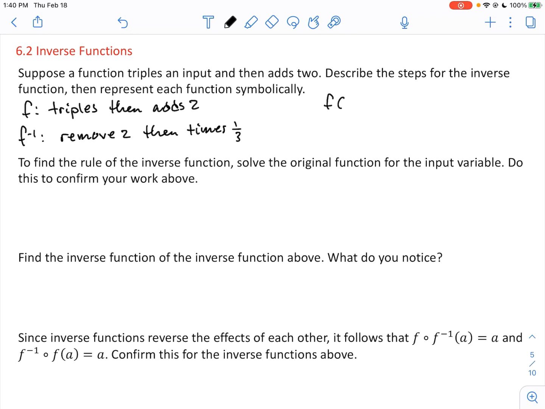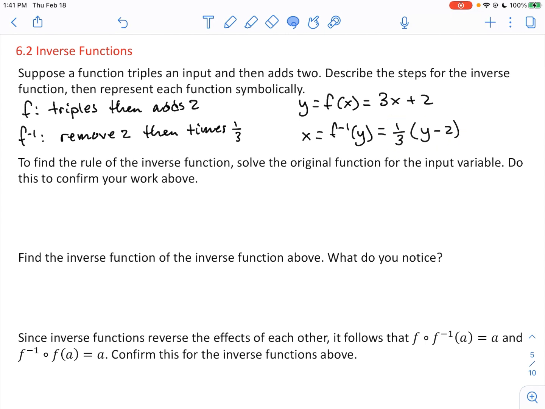So symbolically, f of x. F takes an input, and let's say it gives us a y coordinate. F takes an input x, it triples it, and then it adds 2. Well, the inverse should take the y coordinate and turn it back into an x coordinate. So we're going to get an x coordinate by doing f inverse of the y coordinate. And we want to remove 2 and then times 1/3. So we're going to take the input of y, remove 2, and put the 1/3 here in the front. So the first one triples x and then adds 2. Yeah, that's the default order of operations there. But if I want to remove 2 and then multiply by 1/3, I have to have the parentheses.